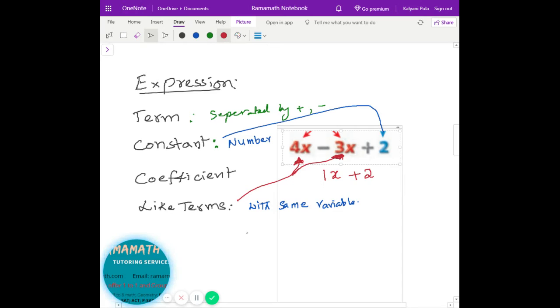In this one, coefficient means... A coefficient is like, for 4x, the coefficient would be 4. So in this case, this coefficient is 1. So it is the number in front of the letter. Okay, so that's what coefficient means. Does that make sense?